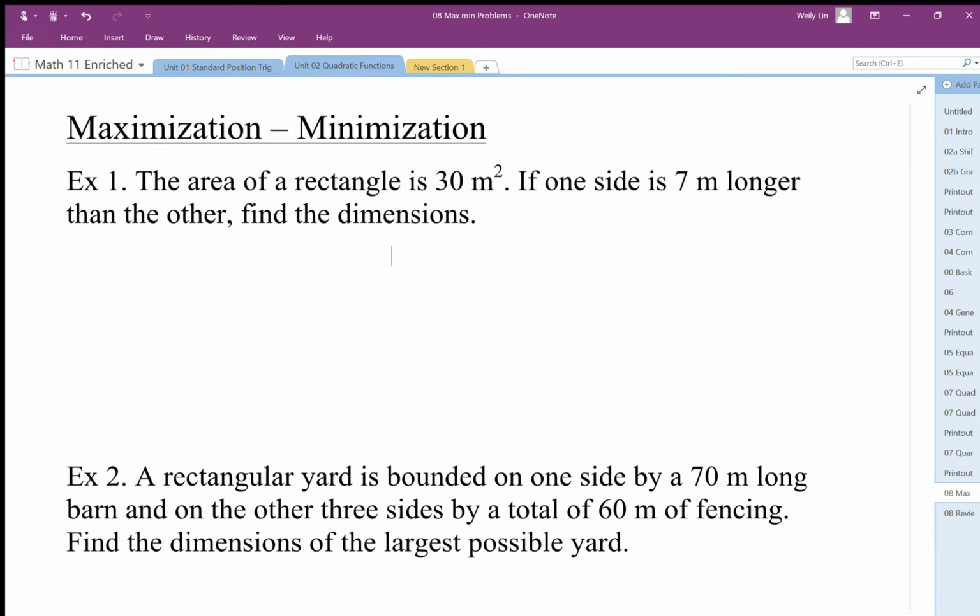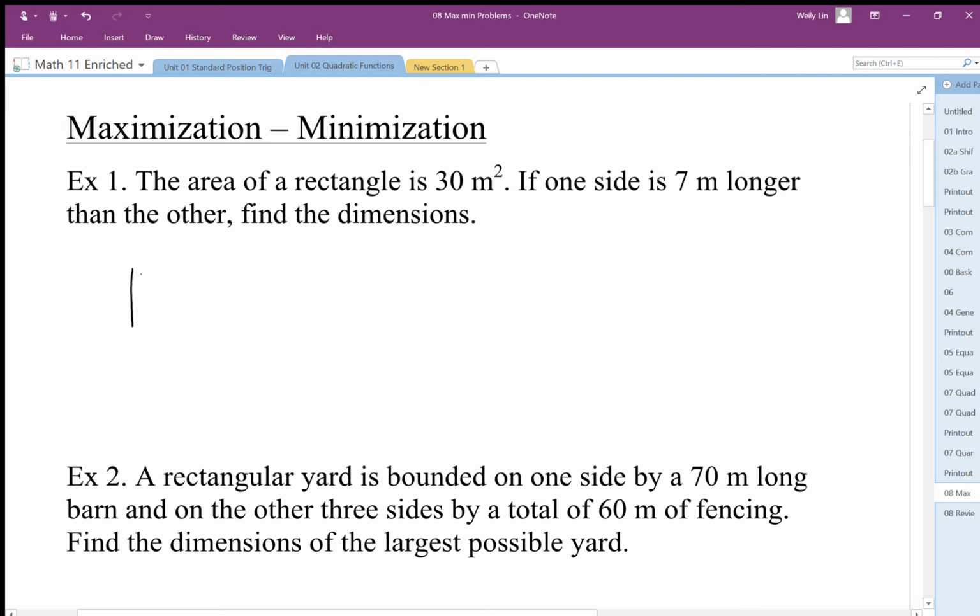So when we look at quadratic relationships, a lot of area relationships tend to be quadratic, okay? Because when we talk about area, we're talking about squares or length times width, which is going to give us a quadratic relationship. So if we take a look at this problem here, we have an area of a rectangle is 30 meters squared, and one side is 7 meters longer than the other.